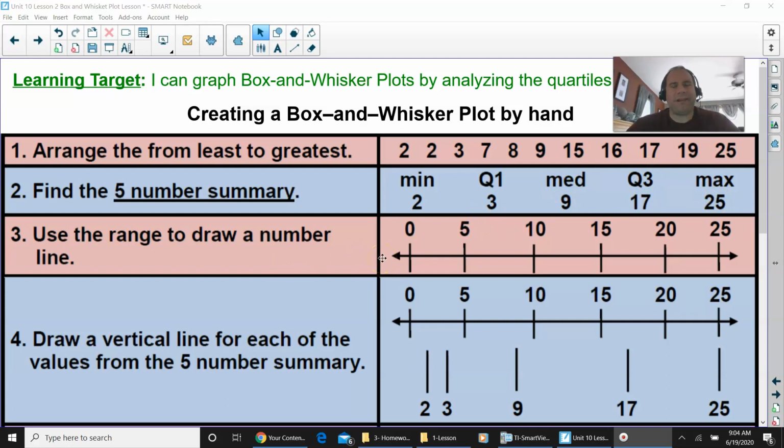Then use the range, at least the min and the max. You don't have to use those exact numbers, but you have to cover the whole range of this data set. So the min is 2, so a good place to start your number line would be 0. If you were going by 5s, that's okay, even though the numbers here don't go by 5s, because you wouldn't want to go by 2s all the way up to 25. I mean, you could, or you could go by 3, that would be fine also. Or you could go by 5s like we did here. If you go by 5s, you cover all of it, up to the max.